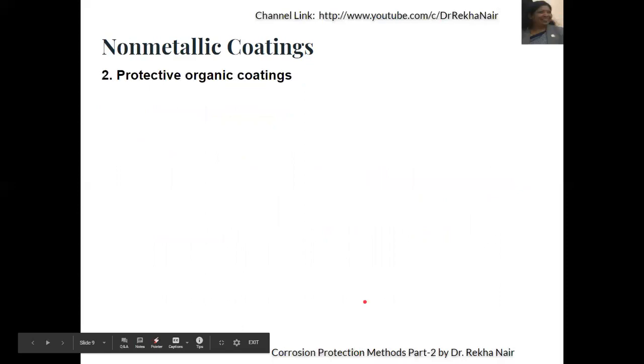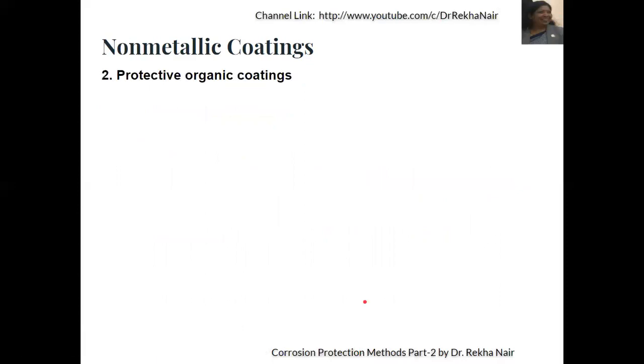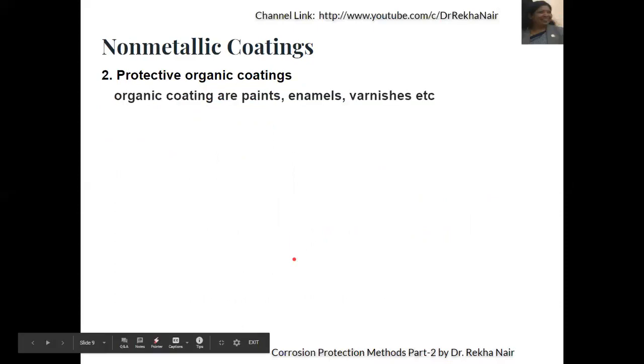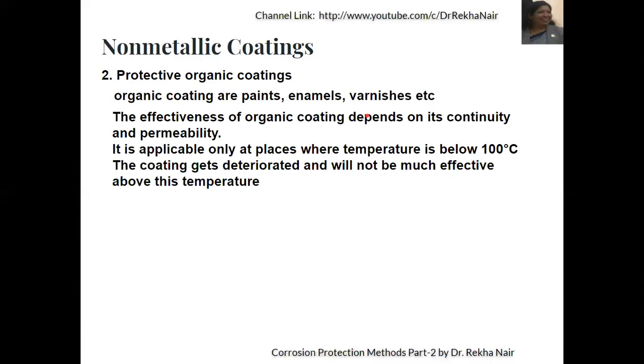The other non-metallic coatings are organic coatings. The organic coatings that we use are paints, enamels, varnishes, etc. The effectiveness of an organic coating depends upon its continuity and permeability, as I said for the cathodic coating. It is applicable only at places where the temperature is below 100 degrees centigrade, because above 100 degrees centigrade, the coating will get deteriorated.